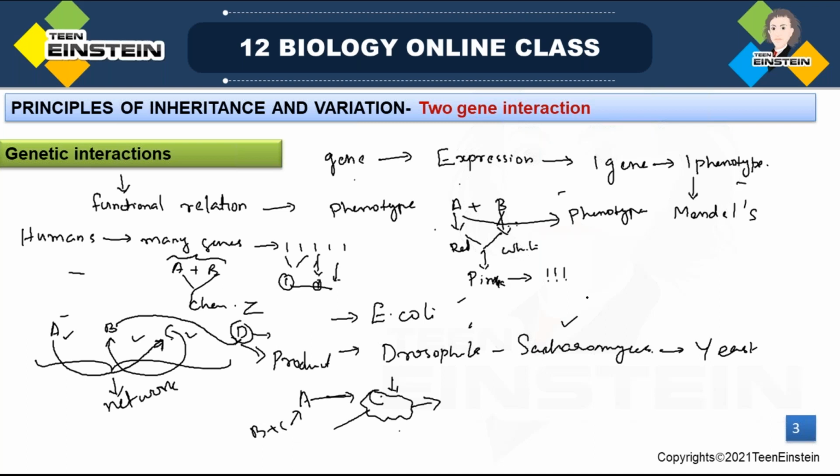So there comes the difference from the Mendelian ratio. These studies proved that there are deviations from the Mendelian ratios. It's not like one gene, one expression. Many genes are involved and there are some kinds of deviations or differences from the Mendelian ratio. So in genetic interaction, the expression of one gene depends upon the expression of another gene also.